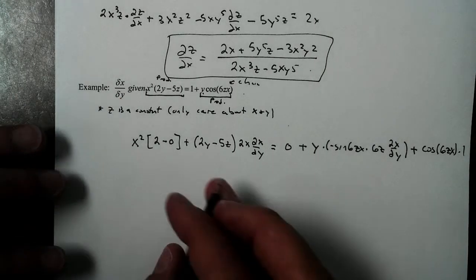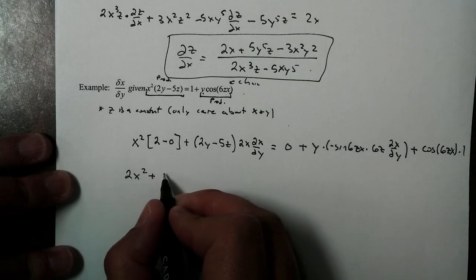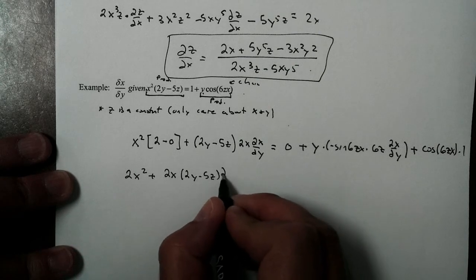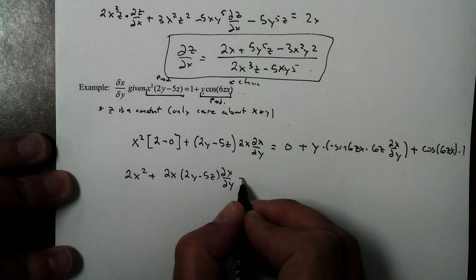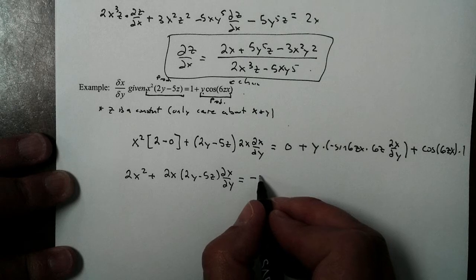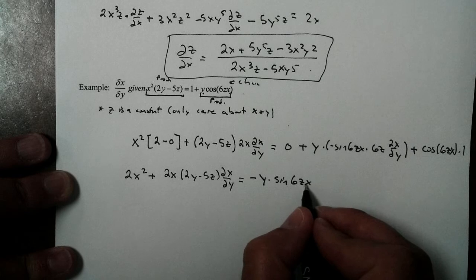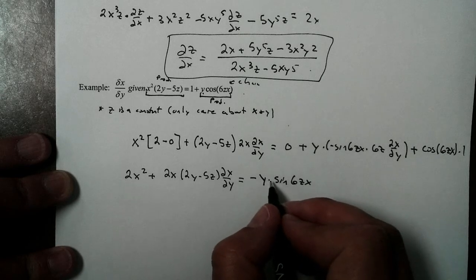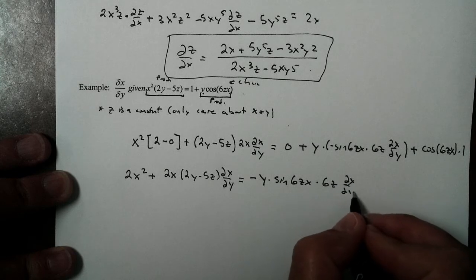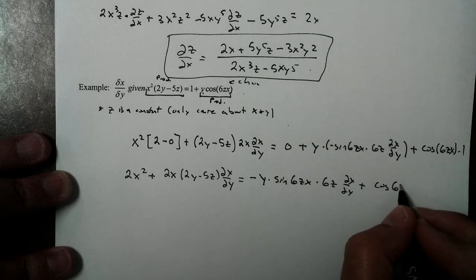Whew, it's ugly. Alright, so I'm going to clean this up. So I get 2x squared plus 2x times 2y minus 5z times the partial of x with respect to y equal to negative, I'm just going to factor out the negative, y times the sine of 6zx. Well, I guess I could put the 6z in front of there too, times 6z partial of x with respect to y, plus the cosine of 6zx.